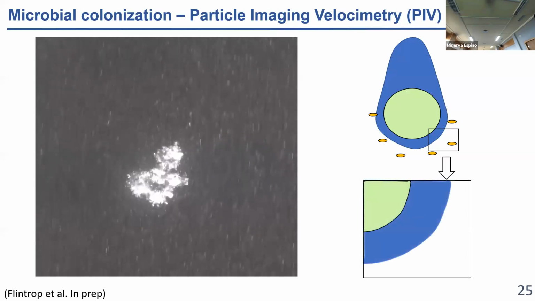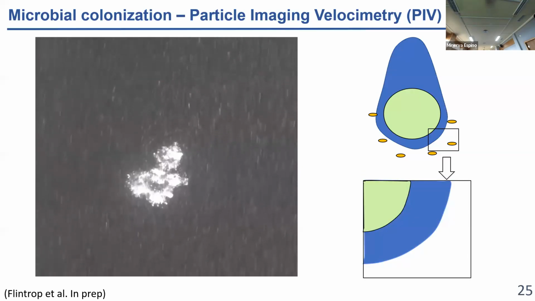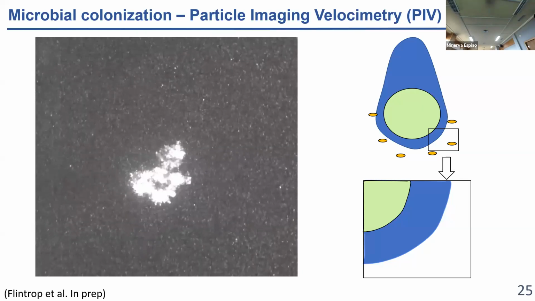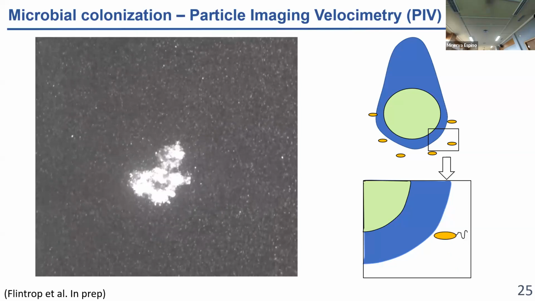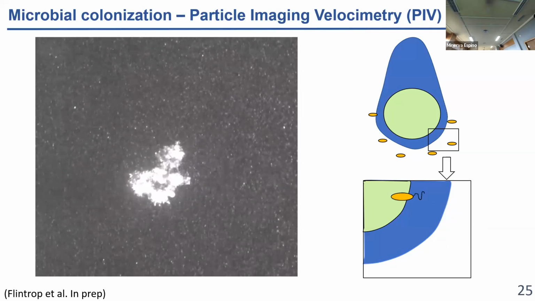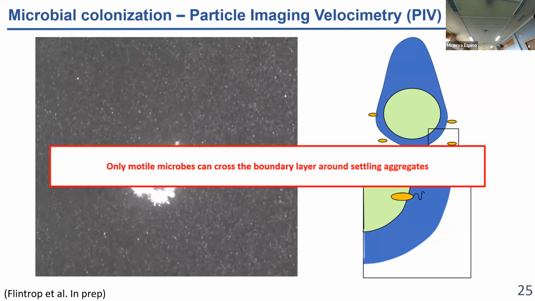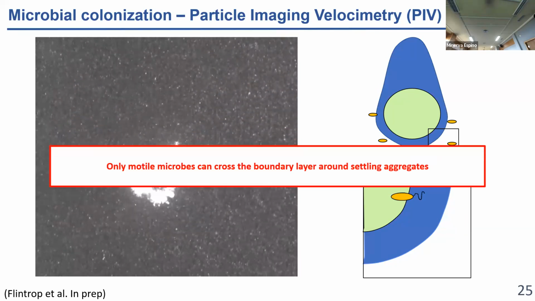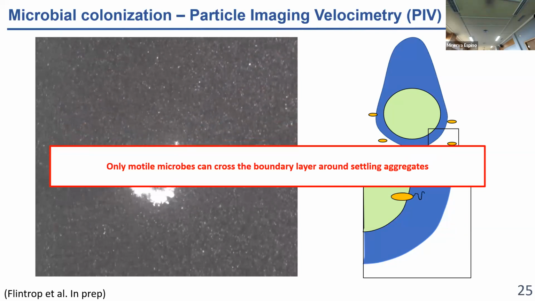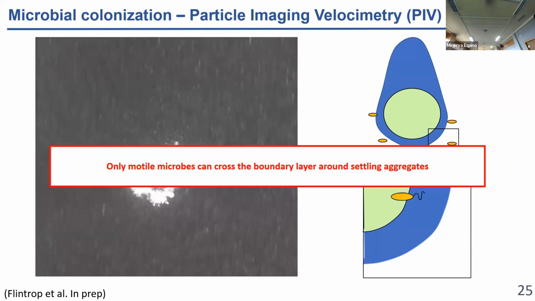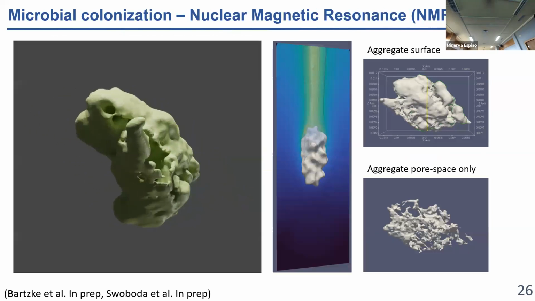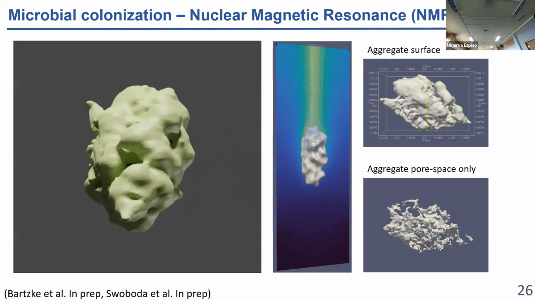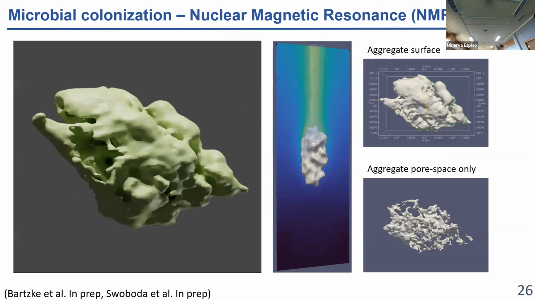And in order for a bacterium to colonize an aggregate, it basically needs to be able to swim. So it needs to be able to cross this boundary layer and then attach in the deep ocean. So only motile microbes can cross the boundary layer around settling aggregates. But even though only a few microbes can do that, technically there should be quite a lot more attaching than what we see.